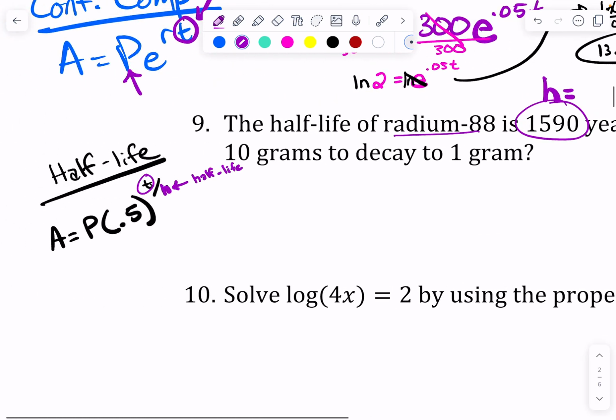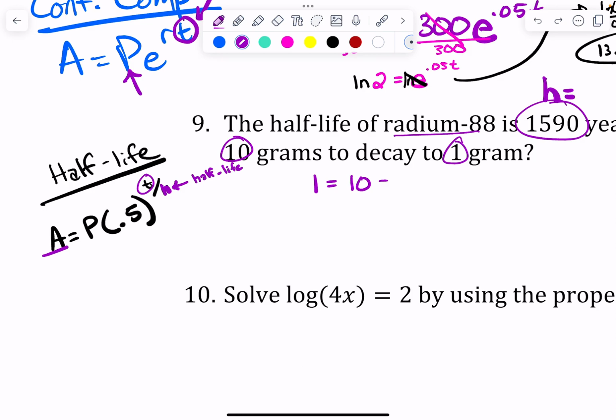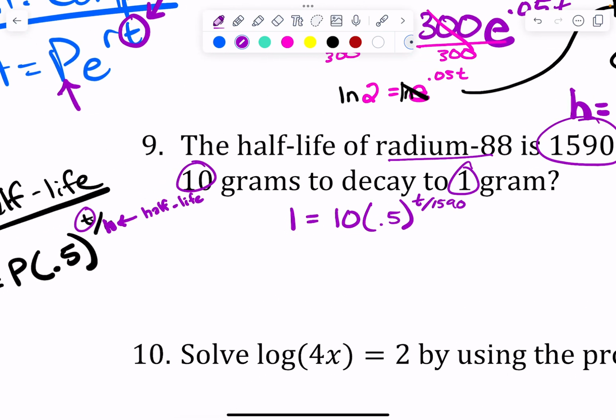How long will it take for 10 grams to decay to be 1 gram? So my after amount is 1. My before amount is 10. Times 0.5 to the T over 1590. Okay, now, hold on.